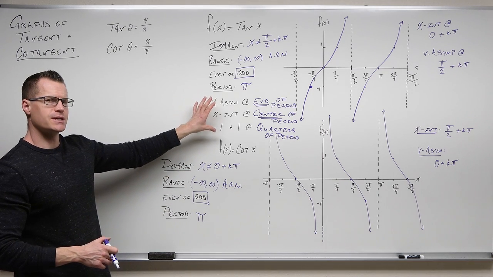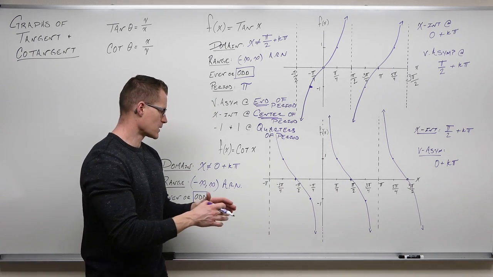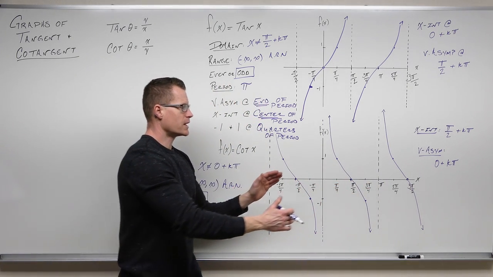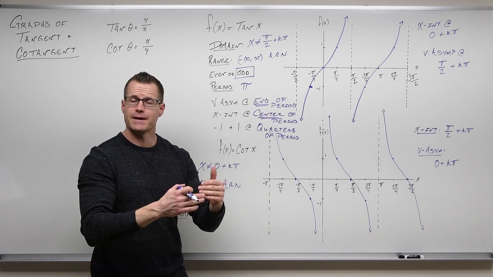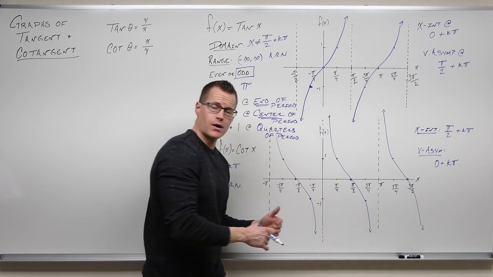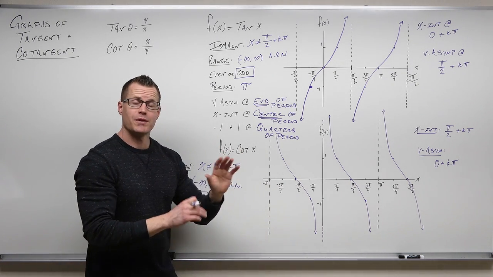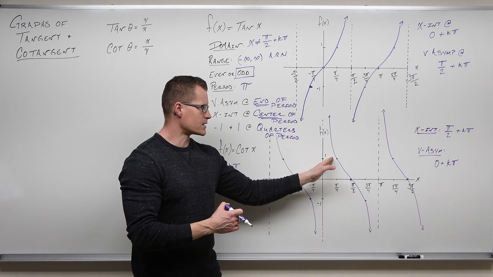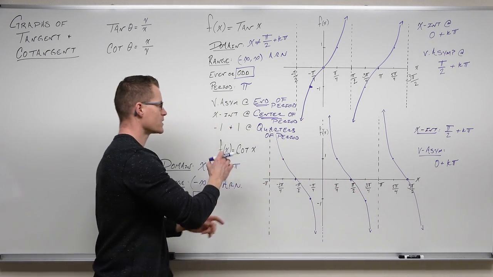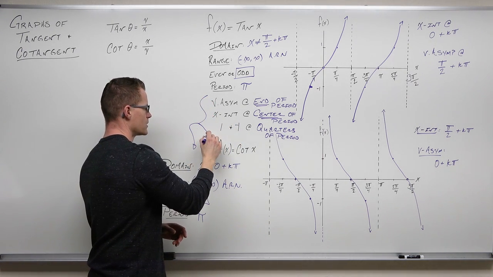And even this doesn't change. So we are going to notice this. We're still going to get, if the period is pi from 0 to pi, it's still the same period. We're still going to get a vertical asymptote at the ends of our period. We're still going to get an x-intercept at the center of our period. That's absolutely true. We're going to get negative 1 and 1, but they are reversed. Negative 1 is at the first quarter, positive 1's at the first quarter, negative 1's at the third quarter. So I'm going to switch these and say this is for cotangent.